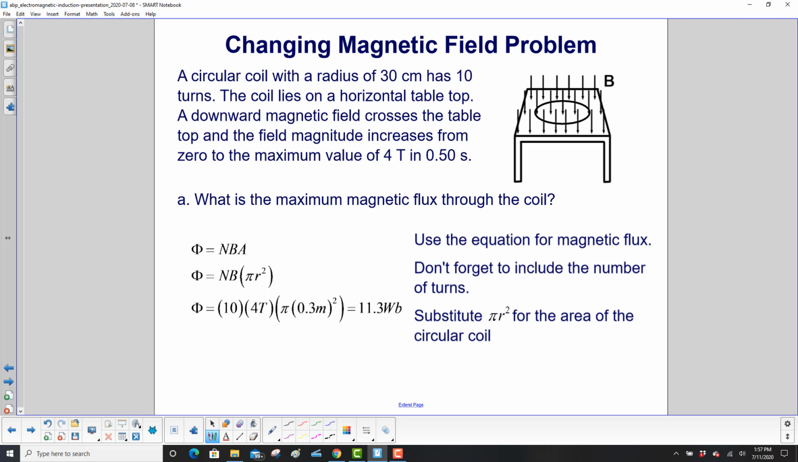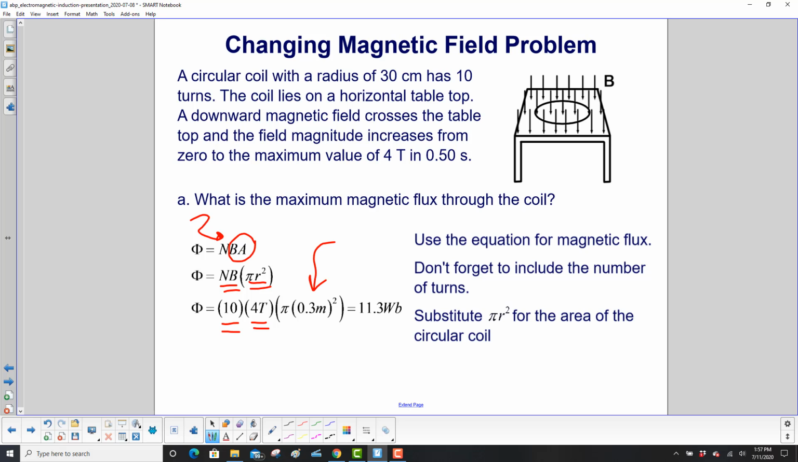Because the magnetic field is perpendicular to the cross-sectional area of the loop, we get the maximum value just by multiplying the magnetic field by the cross-sectional area and the amount of loops we have. So we have N times B. Cross-sectional area is pi r squared, right? That's a circle's area. 10 loops. Here's the magnetic field. Here's our area.